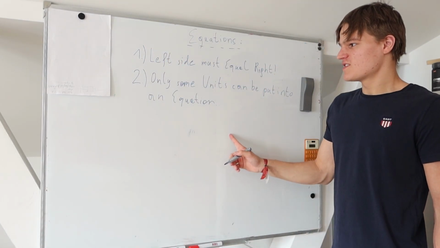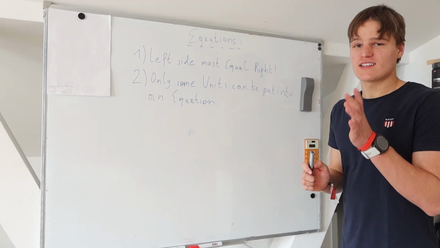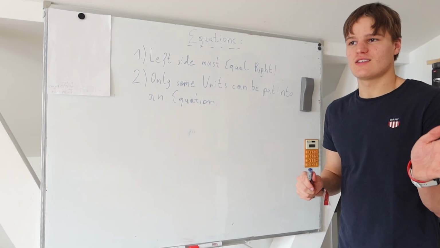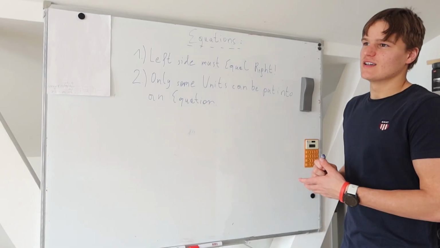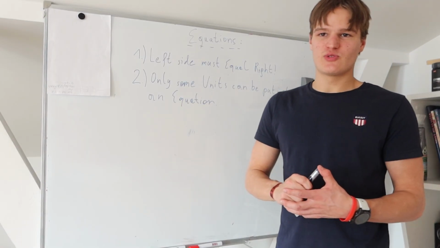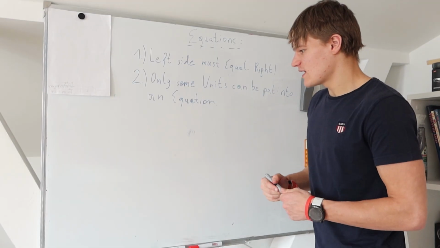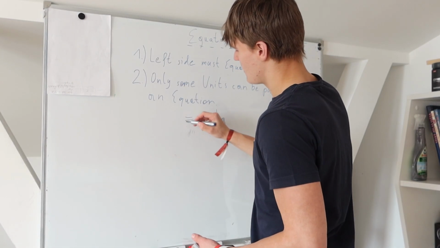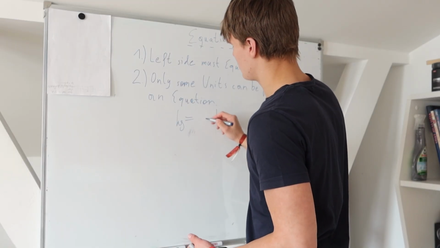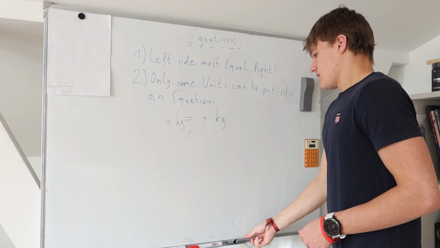Only the same units can be put into an equation. So you guys cannot say 50 meters is equal to 50 liters. You guys cannot say 50 kilograms is equal to 50 volts. That is not true. So you always have to have kilograms is equal to kilograms, right? X kilograms is equal to X kilograms in the end, right? Good.